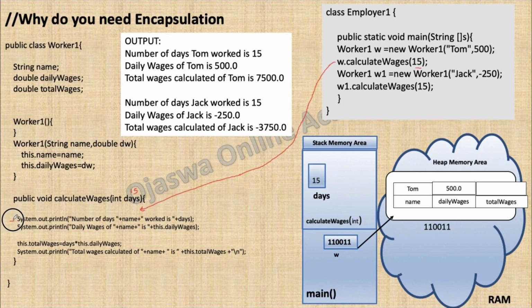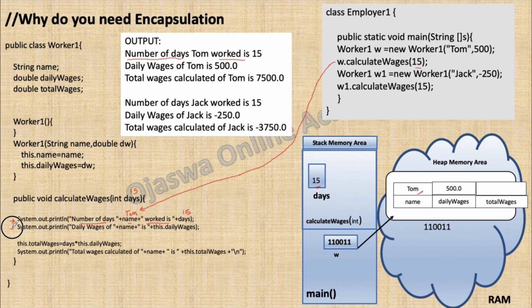Control will come inside the method, and the first statement System.out.println is printed to the console. Now inside the double quotation marks, this is a string "number of days". This will be printed as it is to the output screen. Instance variable name will retrieve the value belonging to object W, that is Tom. Then "worked is" is a string. This will be printed as it is to the output screen, and days will retrieve the value 15 stored on the stack. So this statement will be printed: number of days Tom worked is 15.